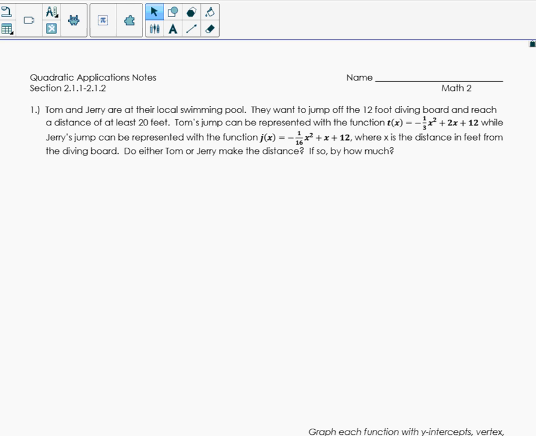So if you look, number one says, Tom and Jerry are at their local swimming pool. They want to jump off the 12-foot diving board and reach a distance of at least 20 feet. Tom's jump can be represented by one function, which is in standard form. You should be recognizing that at this point. And then Jerry's jump can be represented with a function also in standard form. Okay. So a couple things I'm going to bring my own attention to help me. I have a function here, and I have a function here.